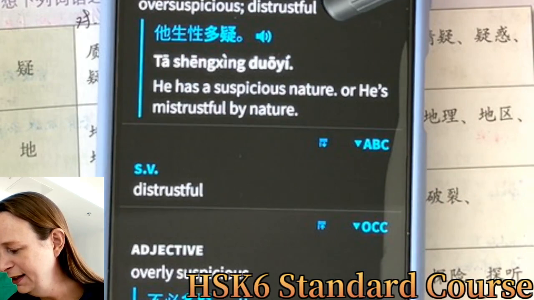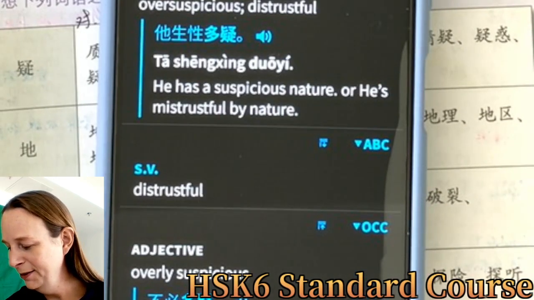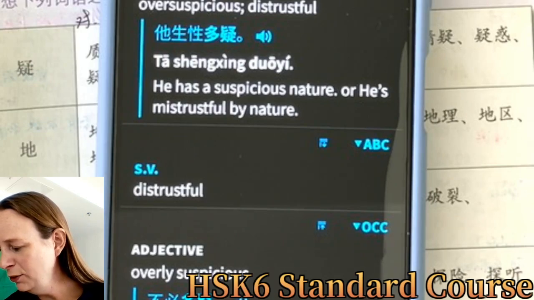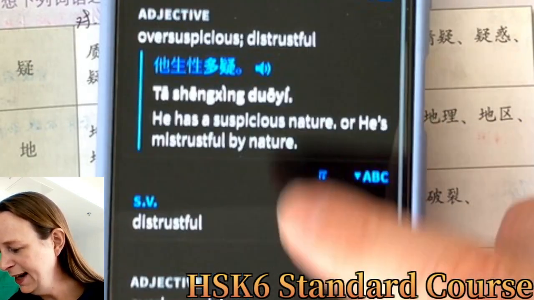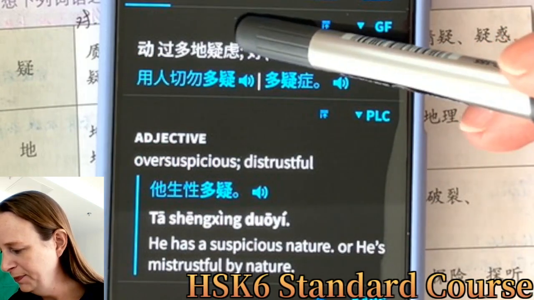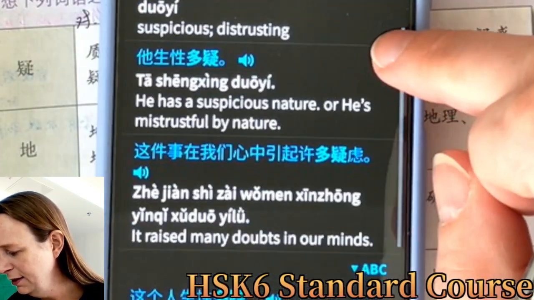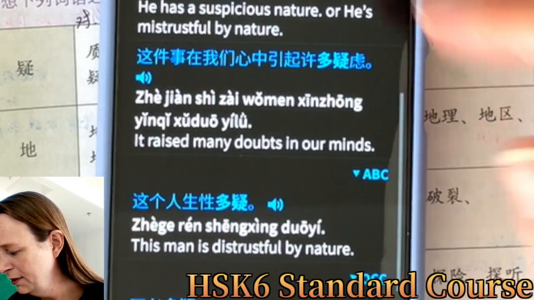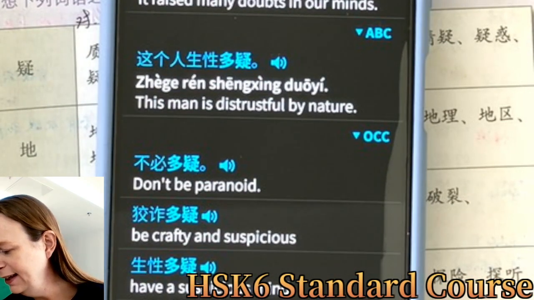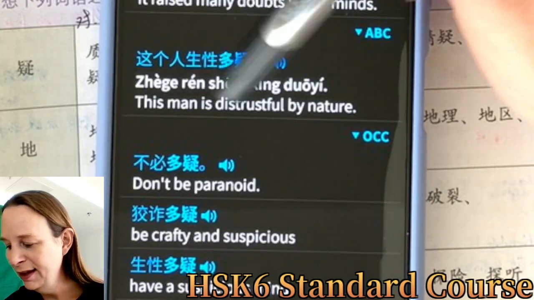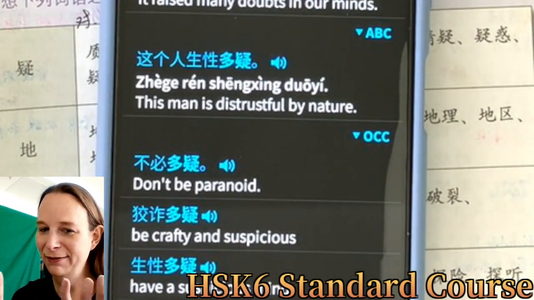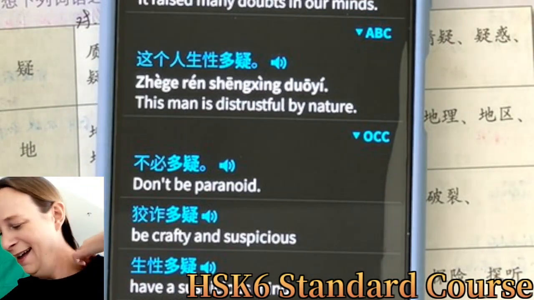Over suspicious, distrustful. Oh, it's not what I thought. Distrustful. 他生性多疑. So this is an adjective, I think. 这个人生性多疑. Yeah, this describes him. Maybe it's one of these words that's kind of verb plus adjective divided by 2.